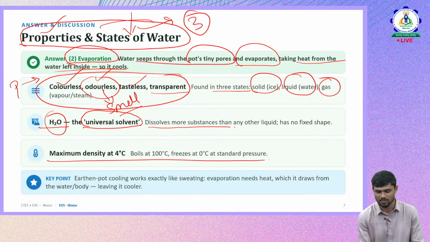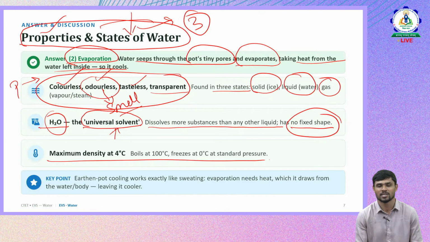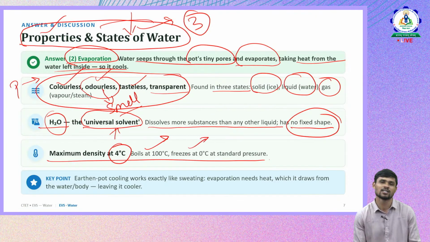It dissolves most substances more than any other liquid. That is why it is called the universal solvent. It has no fixed shape; it takes the shape of the vessel that it is present in. Its maximum density is at 4 degrees Celsius, it boils at 100 degrees Celsius, and it freezes at 0 degrees Celsius. These are the basic facts and properties we should know before going for CTET, and then we will be able to answer questions related to the properties and states of water.